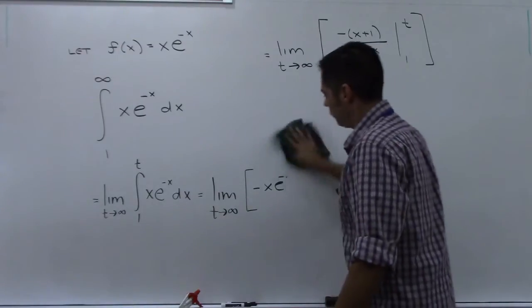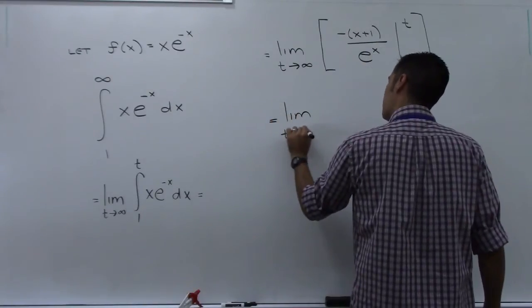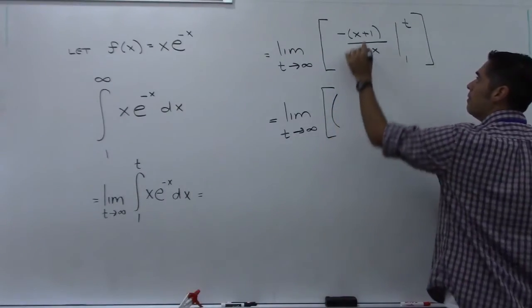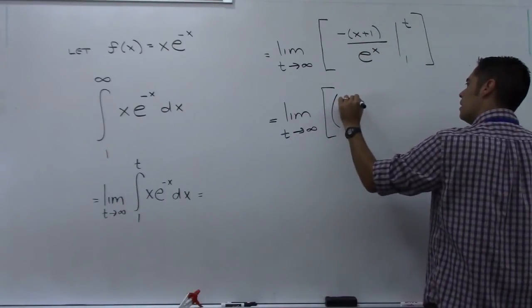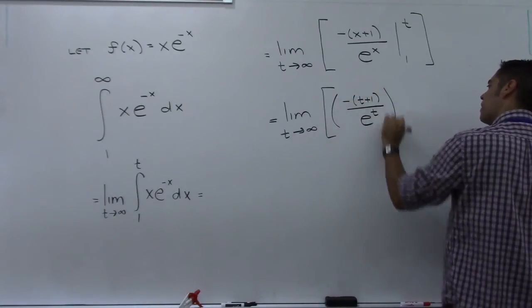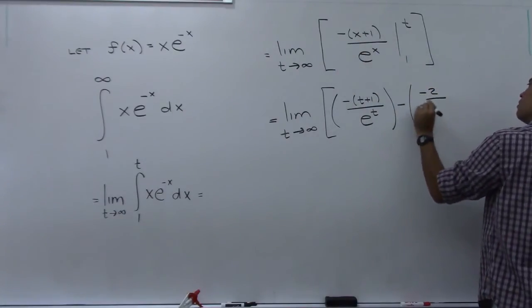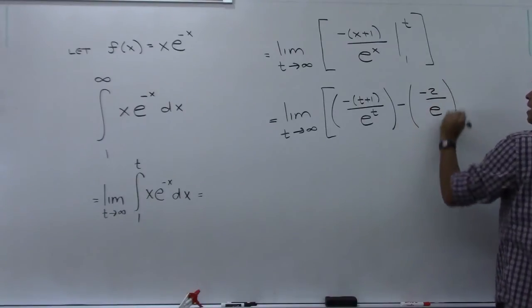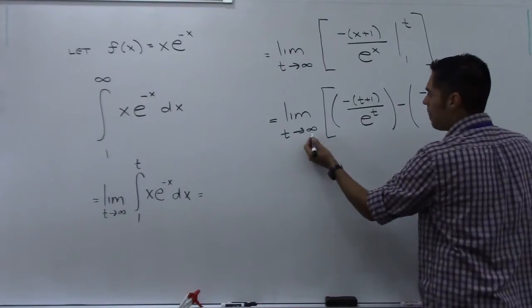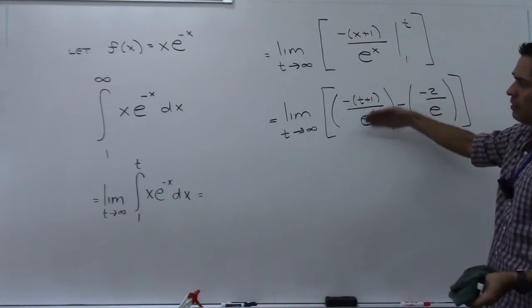So now, the limit as t goes to infinity of, let's see, t goes in first. I get t plus 1, so negative t plus 1 over e to the t minus, now I plug in 1. I get 1 plus 1 is 2, so negative 2 over e to the first power, so that's that. Now let's let t go to infinity. If I let t go to infinity, this becomes infinite. E to the infinity also goes to infinity. I get infinity over infinity.